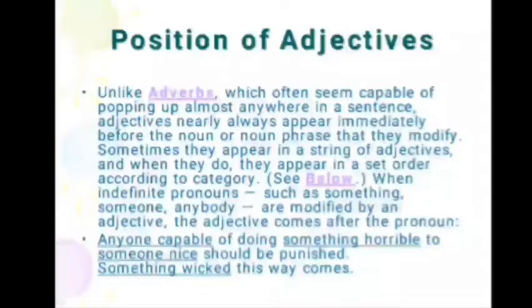Anyone capable of doing something horrible to someone nice should be punished. So you can see, anyone capable of doing something horrible, someone nice. All these are examples of adjectives. Something wicked this way comes.